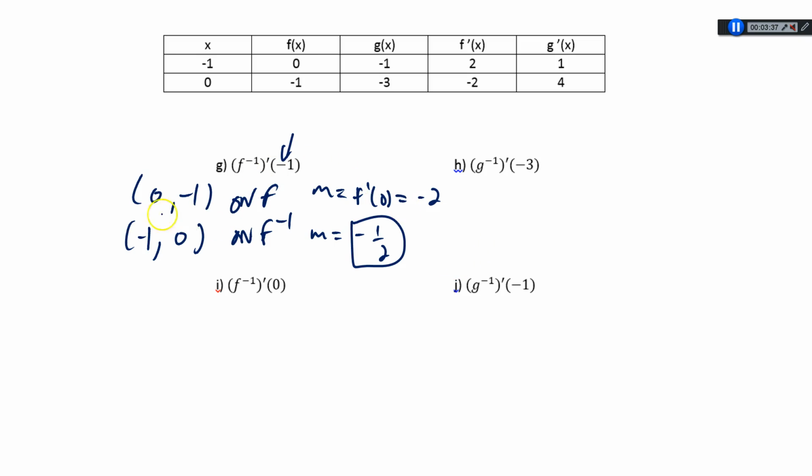Okay. They might ask you for a tangent line. Right, so it's important then to get this y coordinate, but in this case we don't really need it. The only thing we needed it for was finding the derivative of the original function at (0, -1).